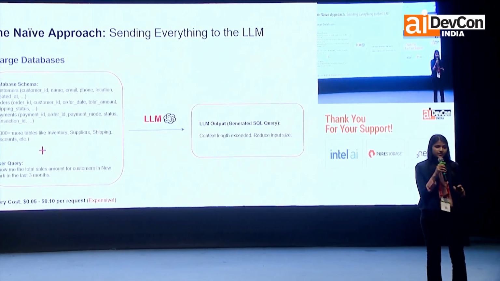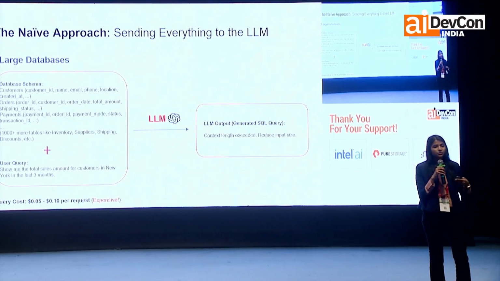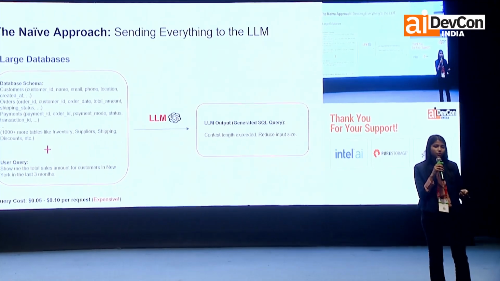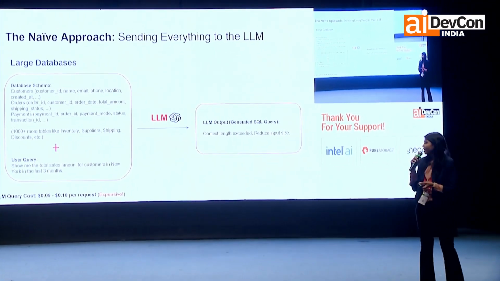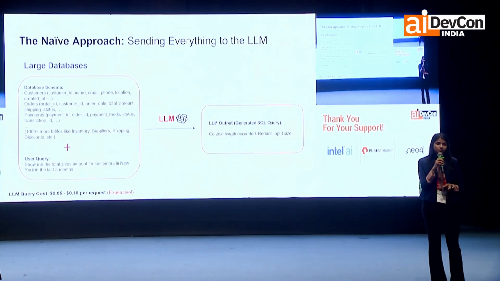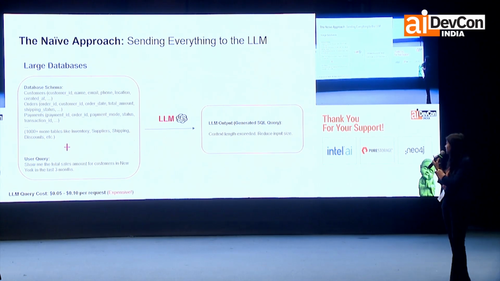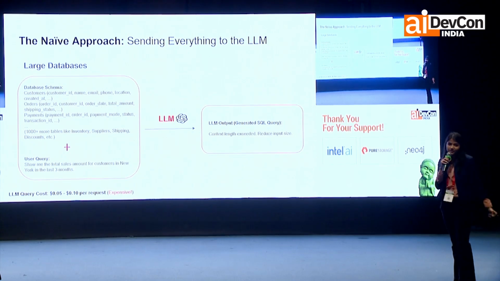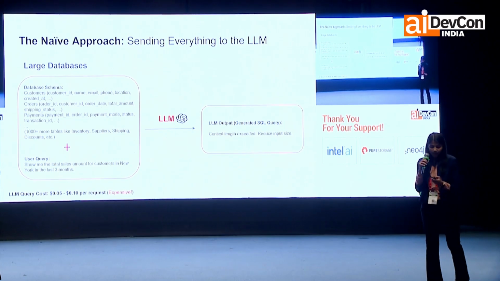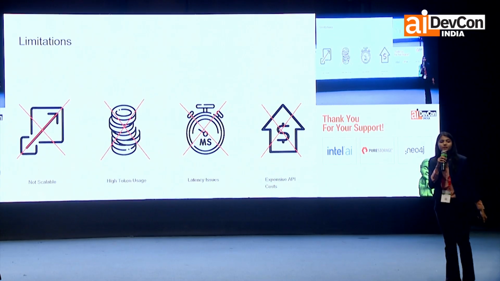As we know, LLMs take input data in the form of tokens. As the database grows, the number of tokens will also grow, and for each token there is some cost associated. That will increase the computational cost. These LLMs also have a limit for input and output tokens, and as we hit this limit, we get the error shown in the slide: context length exceeded. So we cannot use this solution directly, because it is not scalable.